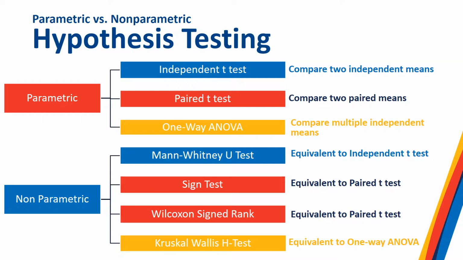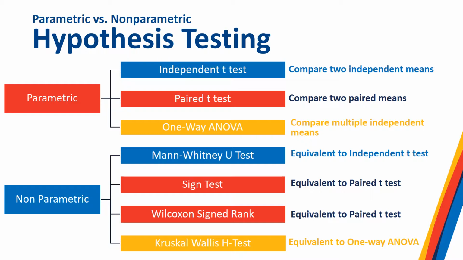Now, those are just 3 different ways to compare either independent means, paired means, or multiple independent groups. Looking at this, we can see that the non-parametric methods line up with some of those parametric methods. The Mann-Whitney U-test is an equivalent to the independent t-test for non-parametric data. The sign test and Wilcoxon signed rank test are both equivalent to paired t-tests. And the Kruskal-Wallis H-test is equivalent to one-way ANOVA.